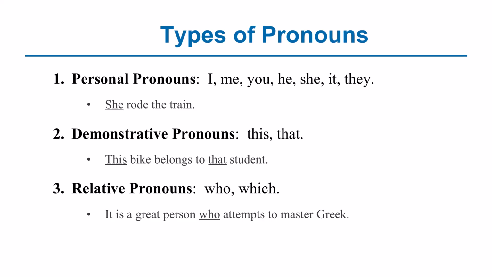The third type, we have relative pronouns. Words like who or which, those are relative pronouns. For example, it is a great person who attempts to master Greek. Who in that sentence is a relative pronoun. We also have interrogative pronouns. As I said in Greek 1, we're only going to look at personal pronouns.